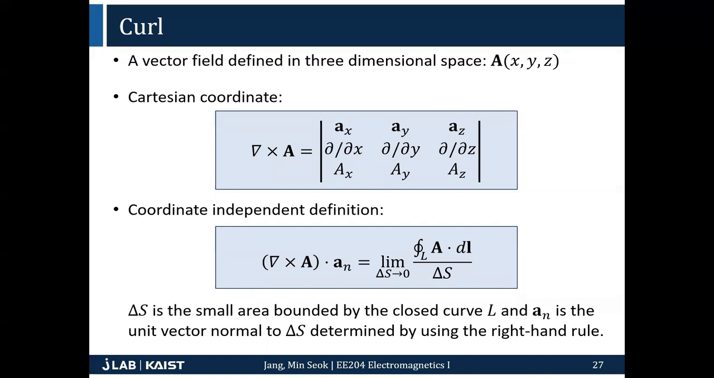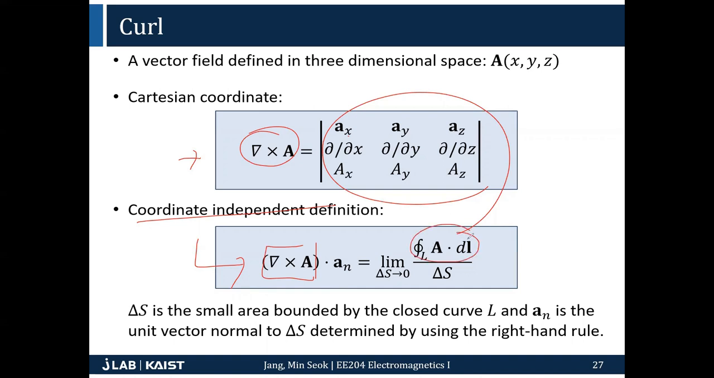So now we move on to curl, right? I guess you are familiar with this definition, the Cartesian coordinate definition. Curl of A is equal to a determinant of AX, AY, AZ, right? And this again is only true for Cartesian coordinates. If you go to spherical or cylindrical coordinate systems, this definition fails, okay? And this is the coordinate independent description. Here you can see the curl of A is equal to a line integral in the numerator, and in the denominator you have delta S.